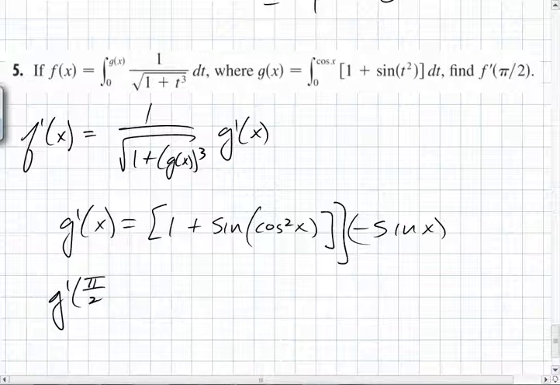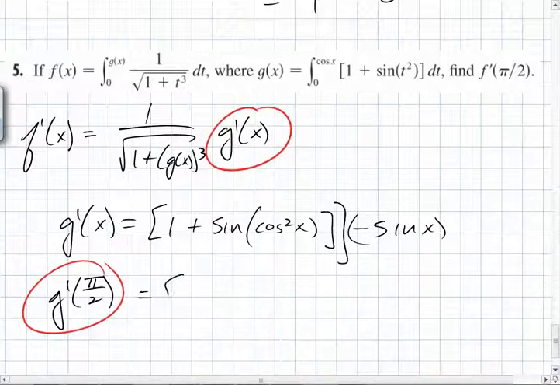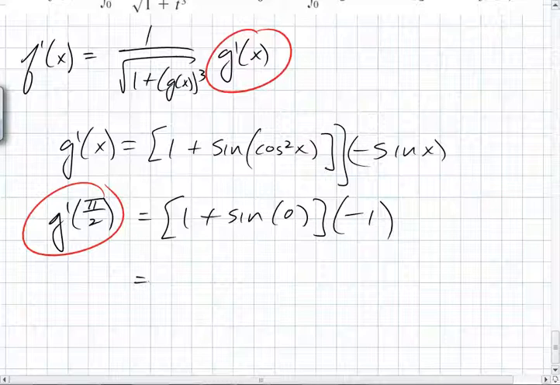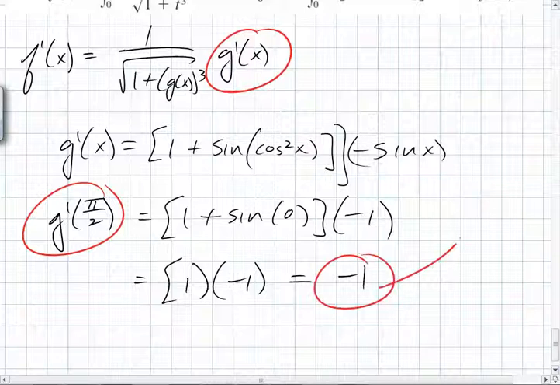So what do we plug in for g prime? We're going to need g prime of pi over 2, because this g prime of pi over 2 has to go right there. If we plug that in, you end up with 1 plus sine of, what is cosine of pi over 2? 0. So sine of 0 times negative sine of, what is sine of pi over 2? 1. So it's just going to be negative 1. What's sine of 0? 0. So this is just 1 times what? Negative 1. So this negative 1 goes right there.